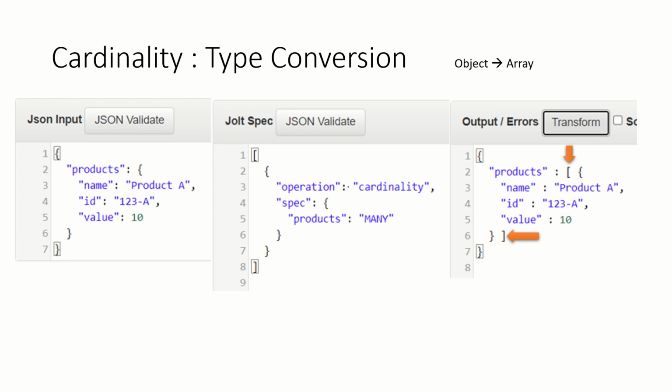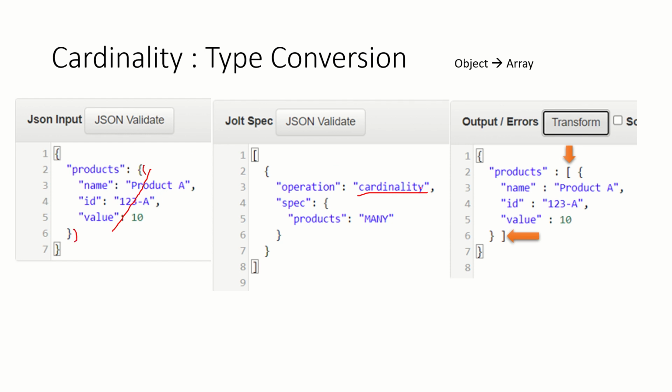Cardinality is another operation where you specify one or many objects. In case it is many, then it will become an array. In case it is one, that means it becomes an object. Here I have one object under a product, only one object.